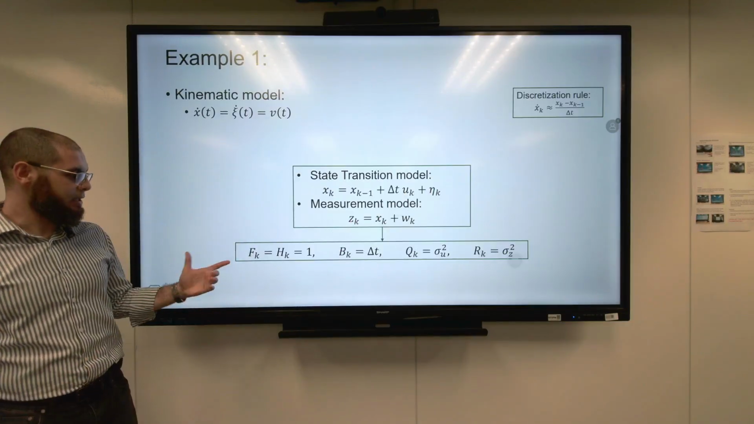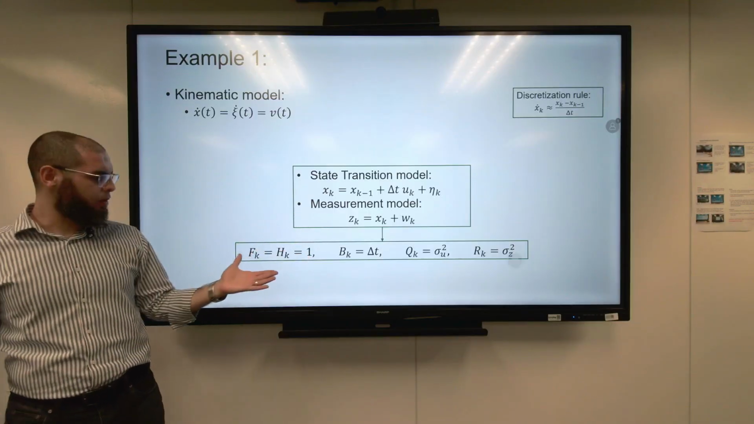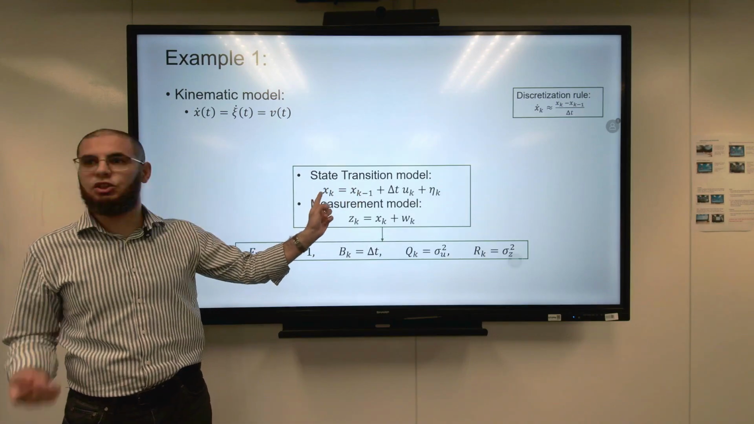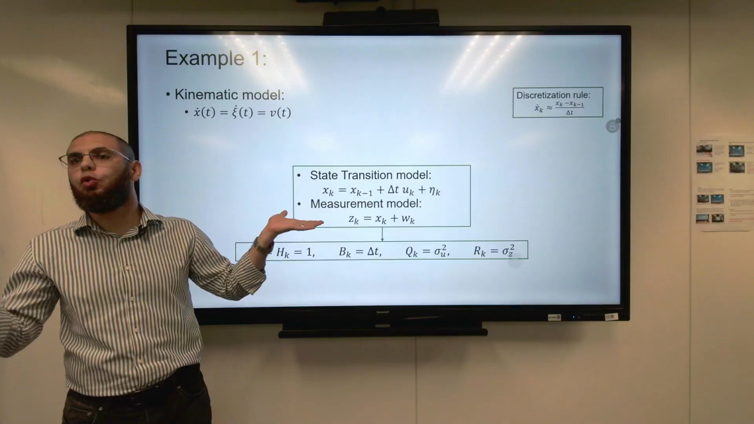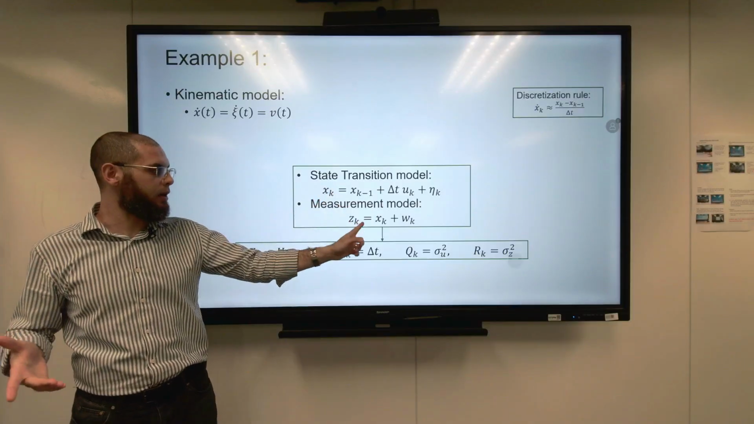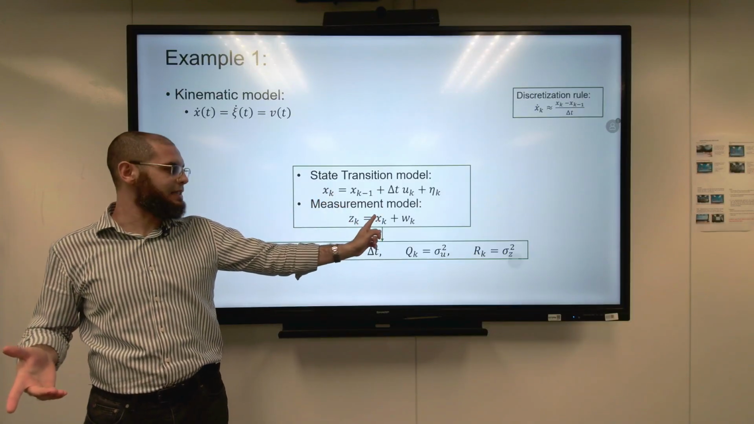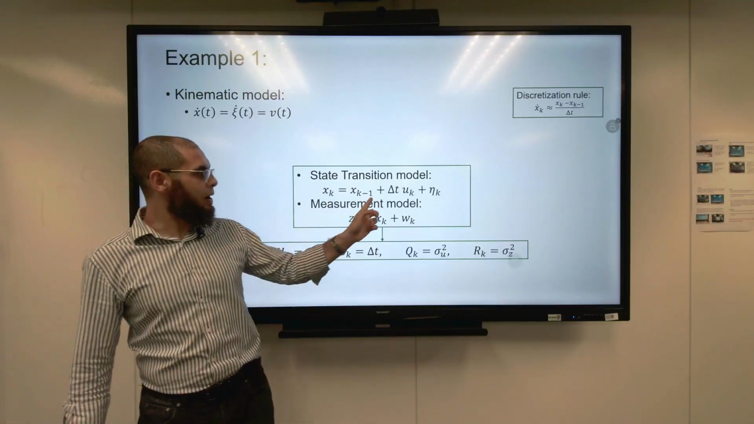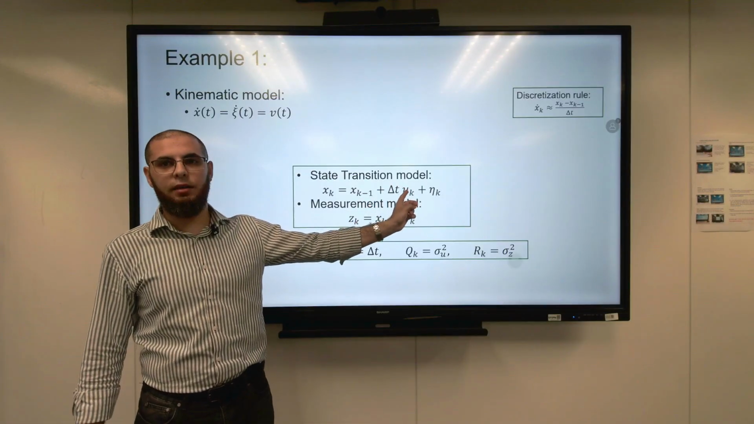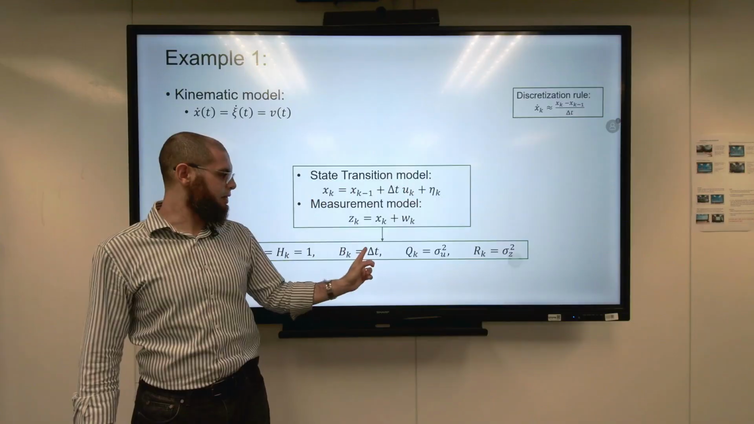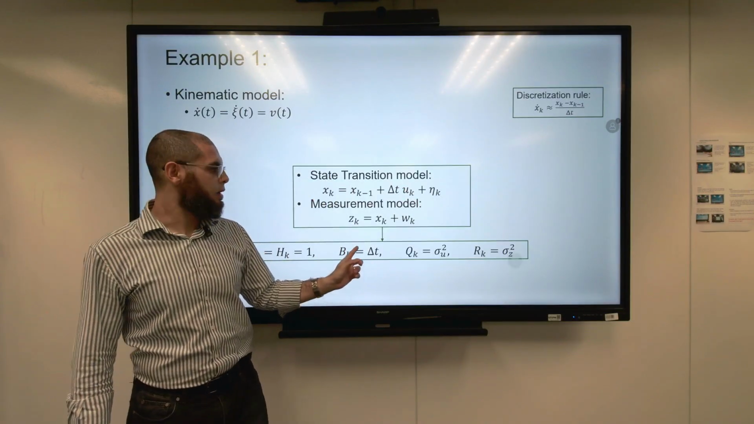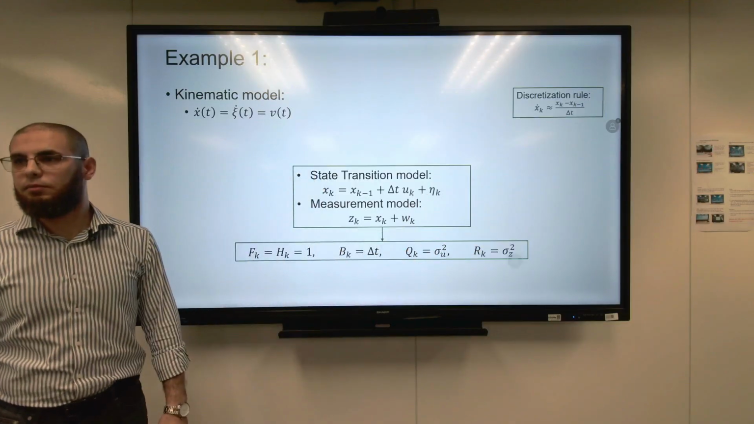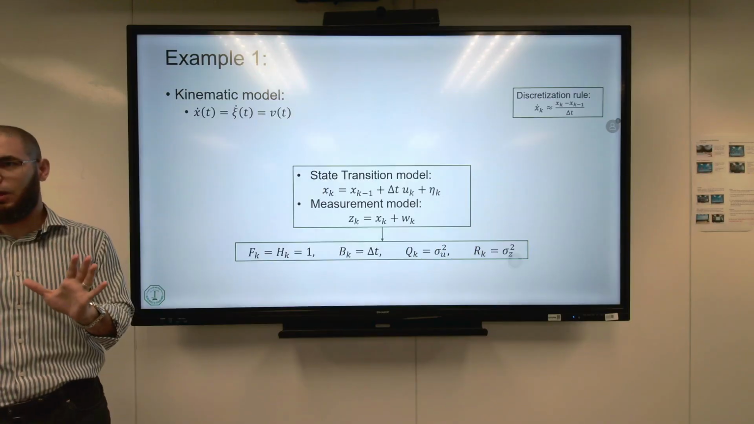That's exactly what we did last time, and you see this is a very simple problem where the f and the h, the matrix that relates xk minus 1 and xk, is just 1. Actually, there's no matrix, it's just the constant 1. And the matrix that relates xk to zk, which we called h, is also 1. The matrix that relates uk to the state is given by delta t. And the noises have these variances. So this is how the simple problem looks.